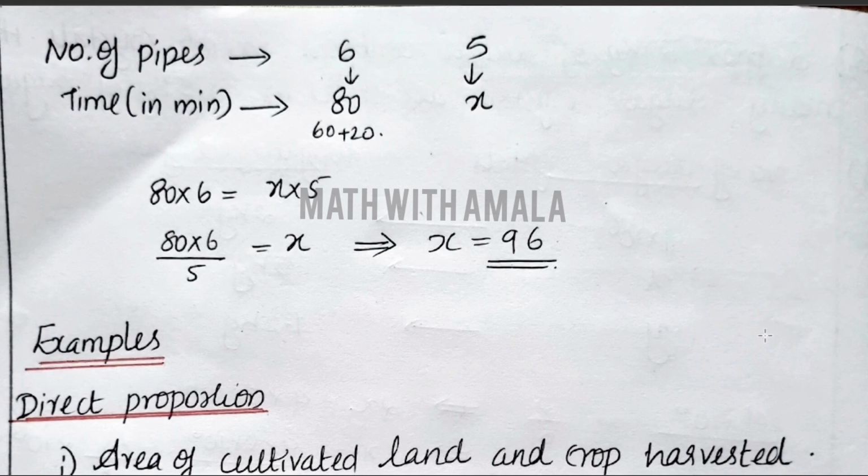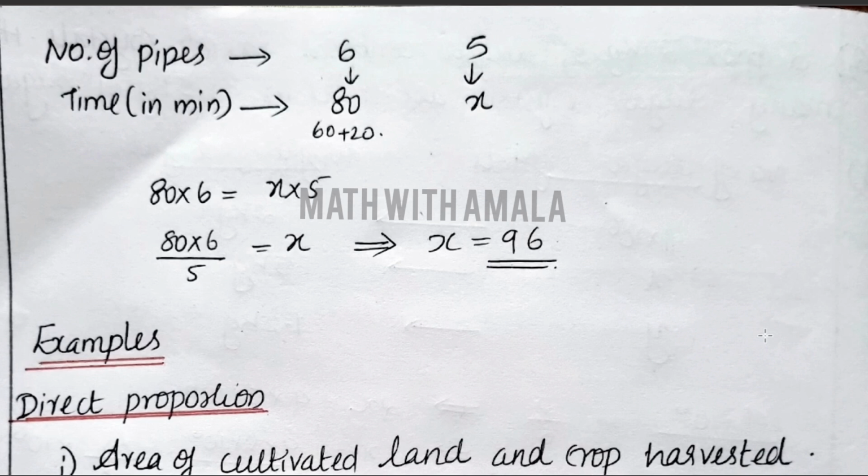Here according to the number of pipes, the time will be decreasing. If the number of pipes are increasing, the time will be decreasing. Likewise, if the number of pipes are decreasing, the time will be increasing. So they are in inverse proportion. From the situation itself, we are very clear how we can interpret whether it is inverse or direct.